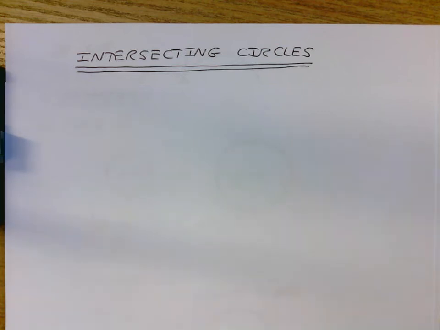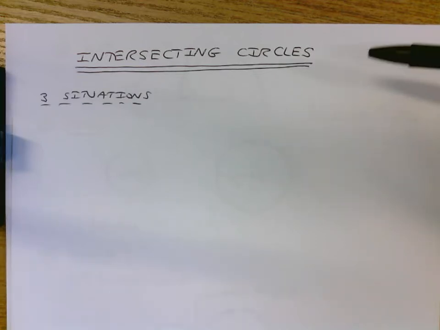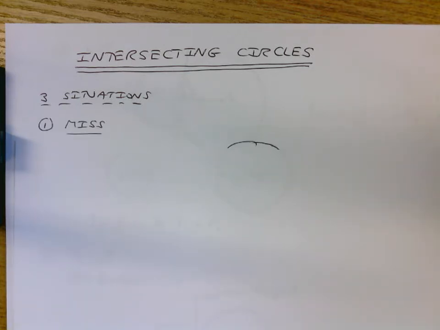So what I want to look at now is what happens when we have more than one circle, so maybe two circles. And I've called the topic intersecting circles, but really they might not be intersecting. So there's three different situations of how the circles might interact with each other. So the first situation, which isn't very interesting, is that the circles miss each other.